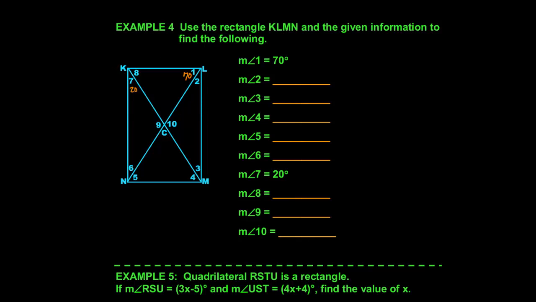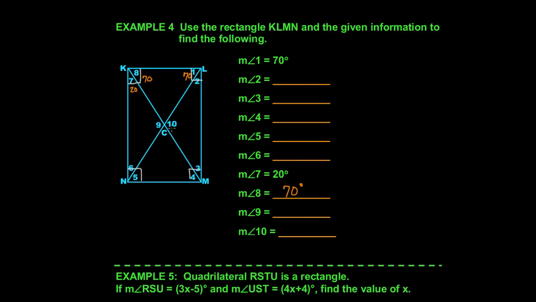Knowing that these are rectangles, we know that all of these angles up here, every one of them, will add up to 90 degrees. So we can find 8 pretty quickly. 8 is 90 minus 20, 70. So for 8, I'm going to put 70 degrees.